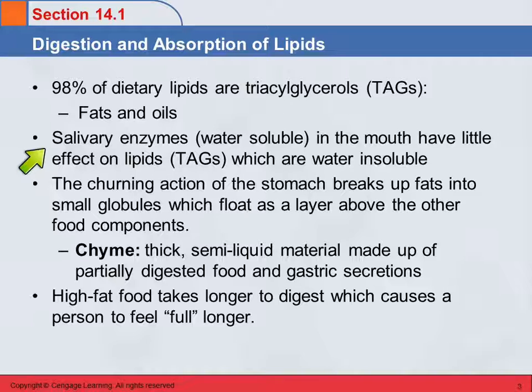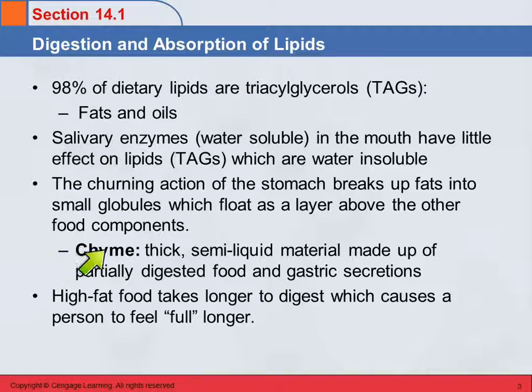Well, your salivary enzymes are not going to do much to lipids. The lipids are water insoluble, your salivary enzymes are water soluble, so nothing happens much with the fat in your mouth. That's in contrast to carbohydrates. So the fat goes into your stomach, and your stomach is churning and moving that stuff around. You're not aware of it, but it's just doing that all the time. So that churning action is a little bit like a butter churn. It's going to break up the fats into small globules that are going to float as a layer above the other food components. Doesn't that sound lovely?